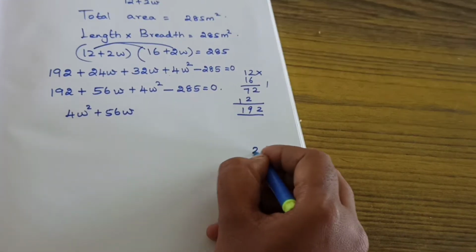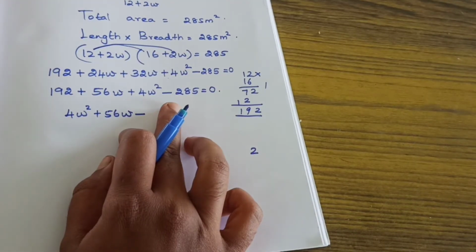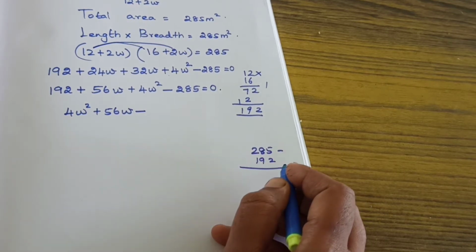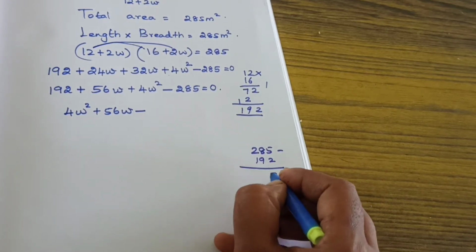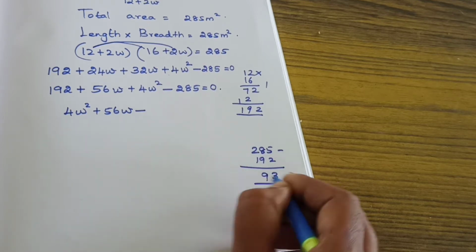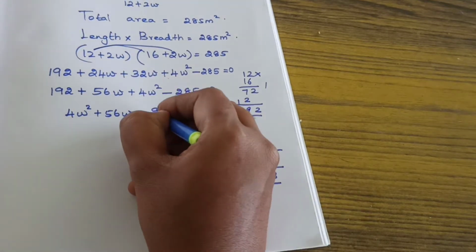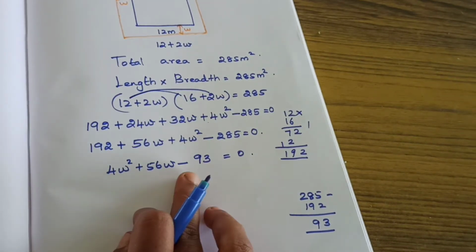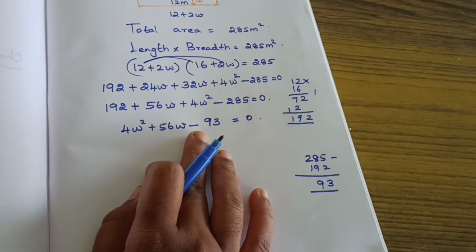Minus sign will come because the largest number is minus, no? So 285 minus 192. What is the answer? Here 3, and here borrowing, we are getting 18, and 18 minus 9 is 9, 93. Okay, so minus 93, which is equal to 0. Now we need to calculate the width. Shall we apply the formula method here?